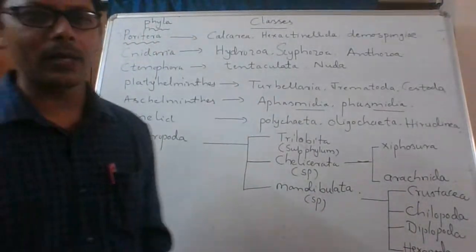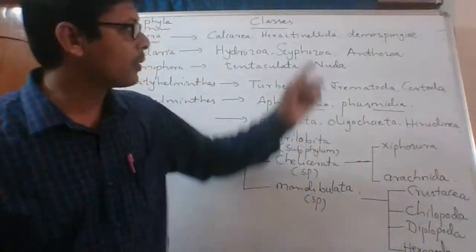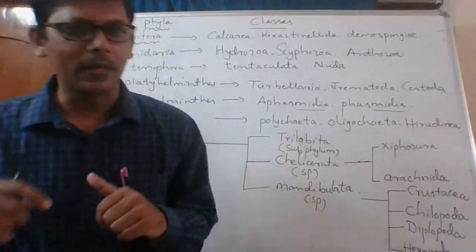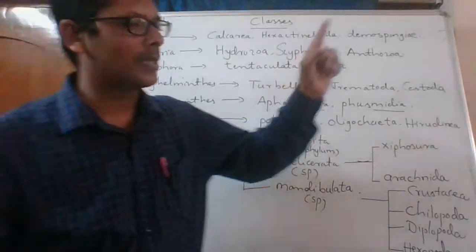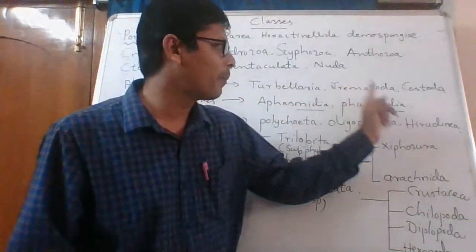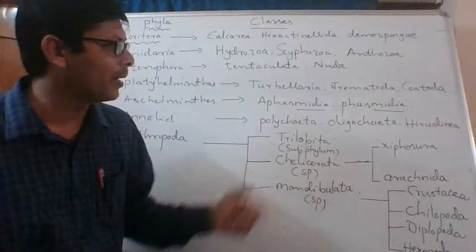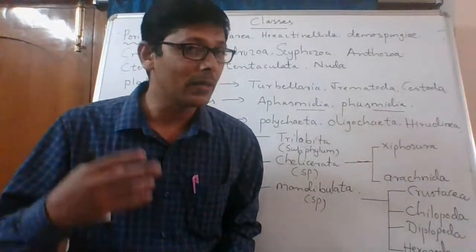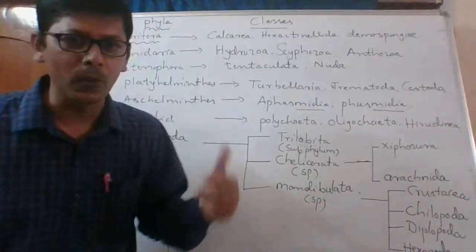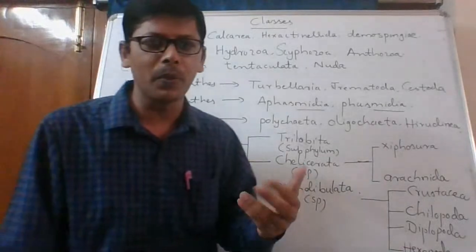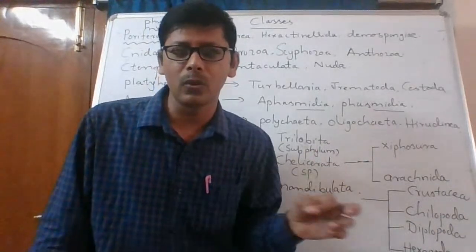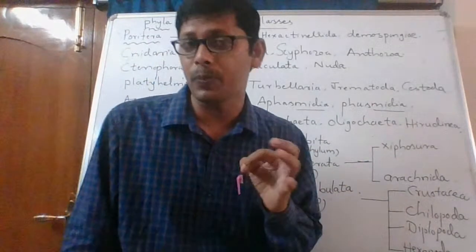Again from the beginning. Calcarea, Hexactinellida, Demospongiae, Hydrozoa, Scyphozoa, Anthozoa, Tentaculata, Nuda, Turbellaria, Trematoda, Cestoda, Polychaeta, Oligochaeta, Hirudinea, Trilobita, Chelicerata, Mandibulata, Gyphosura, Arachnida, Crustacea, Chilopoda, Diplopoda, Hexapoda.